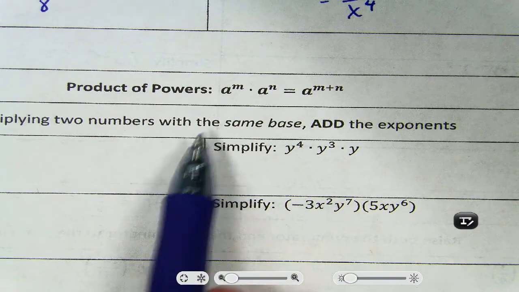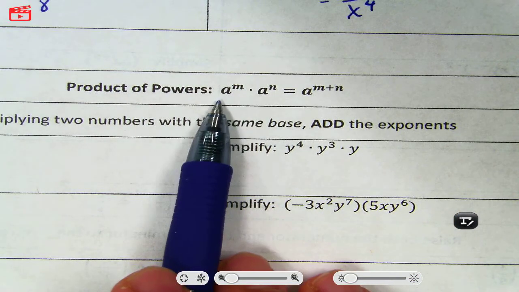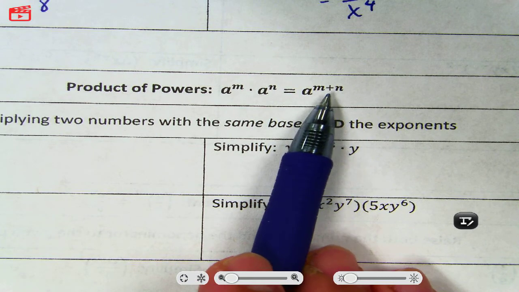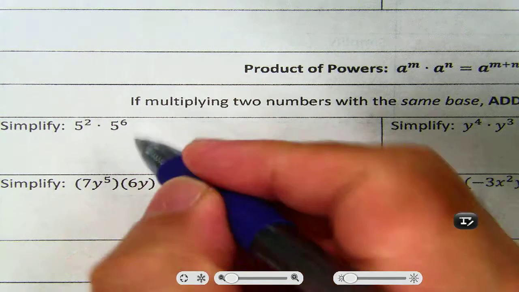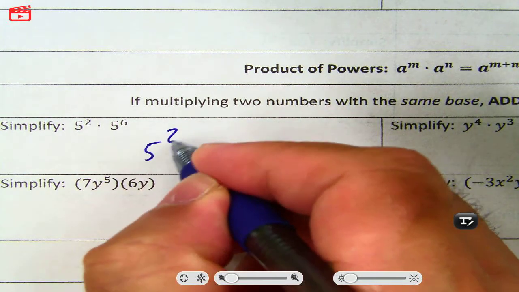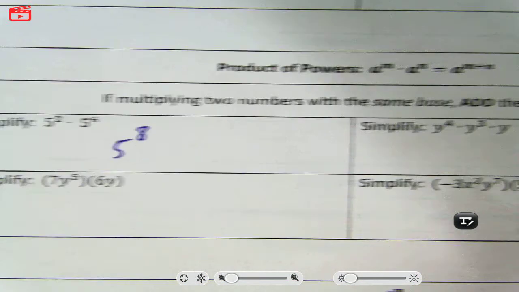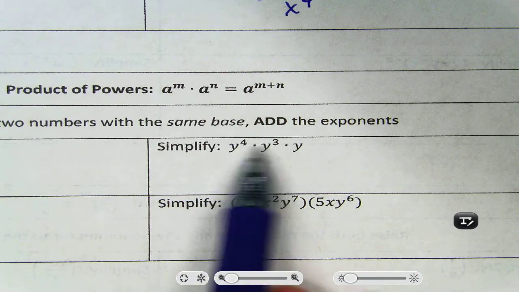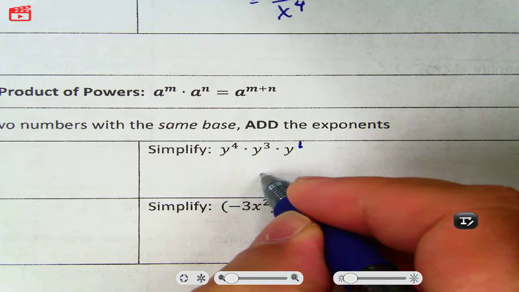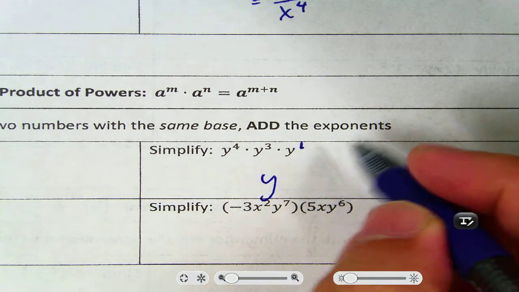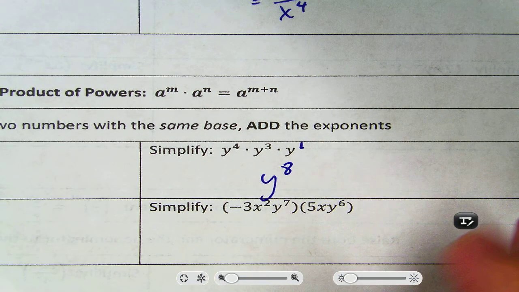Whenever you have powers on bases that are the same, you can add the powers. So here, 5 to the second times 5 to the 6th, all you're going to do is add the exponents. 2 plus 6 is 8. Here, you have 4, 3, and if you don't see an exponent, the exponent is 1. So that's 4 plus 3 is 7, plus 1 makes 8. So it's y to the 8th.